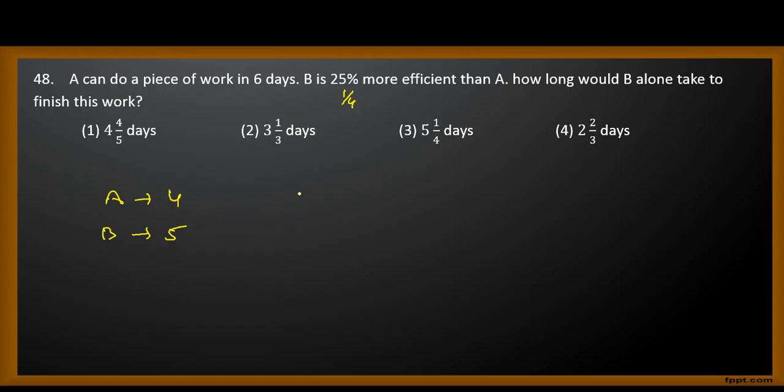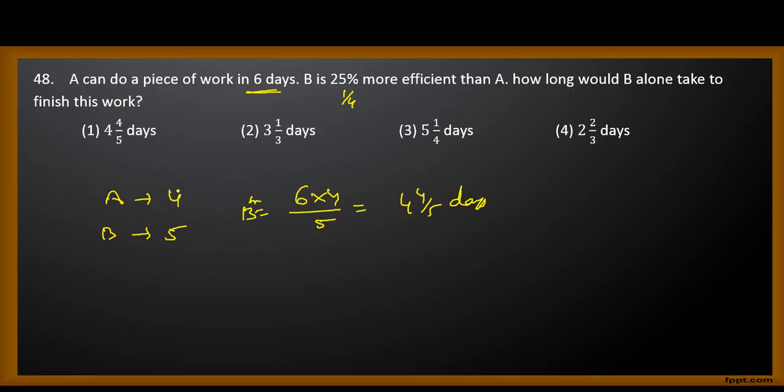Now total work, A is taking how many days to complete the work? 6. So total work is 6 into 4. Whereas B is doing how many units per day? 5 units per day. The time required for B is nothing but 24 by 5. On simplification you will get 4 and 4 by 5 days. What are you doing here?